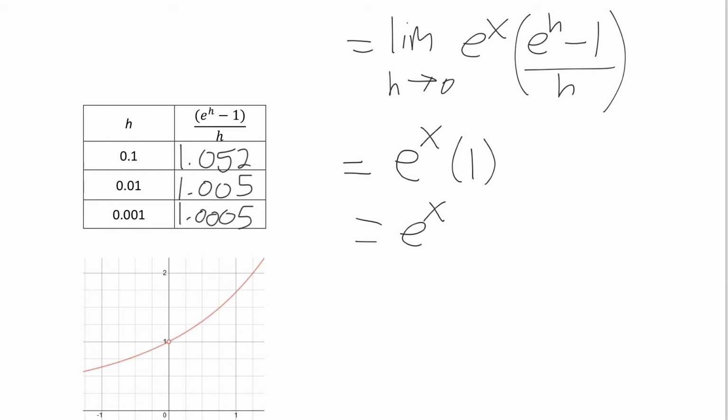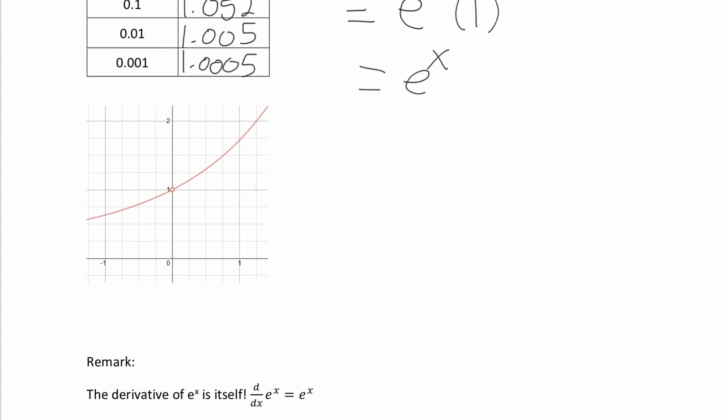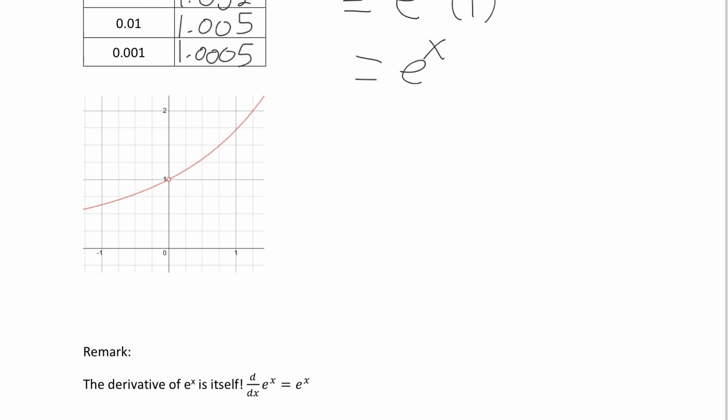Well, let's write that down a little more formally here. Remark: the derivative of e to the x is itself. d/dx of e to the x is simply e to the x. Now, I think this is a very interesting result. When we worked with other derivatives, for example, the derivative of x to the 3 was 3x squared. The derivative changed the function from x to the 3, and its derivative was 3x squared. But when you take the derivative of e to the x, you simply get e to the x back.